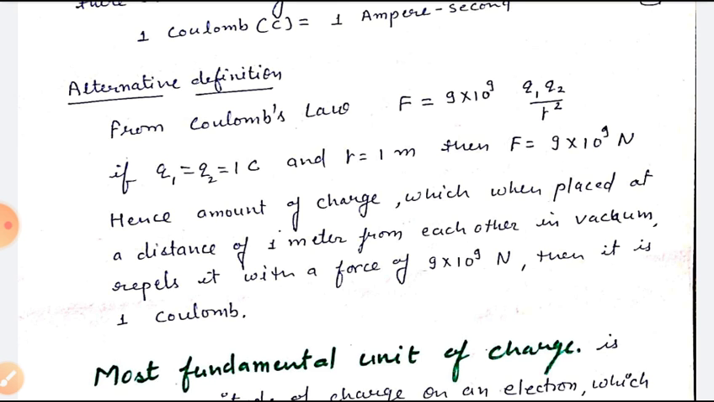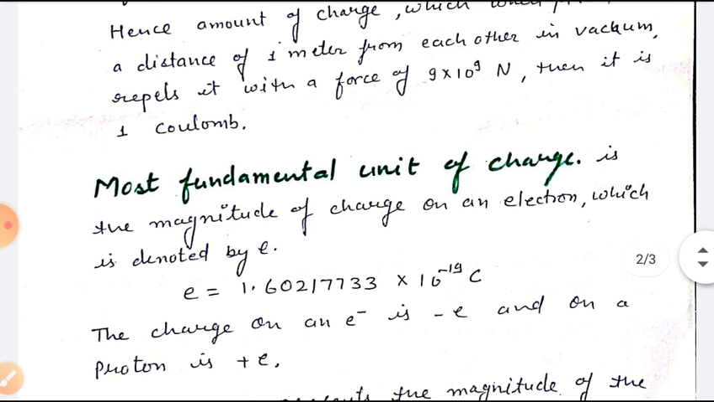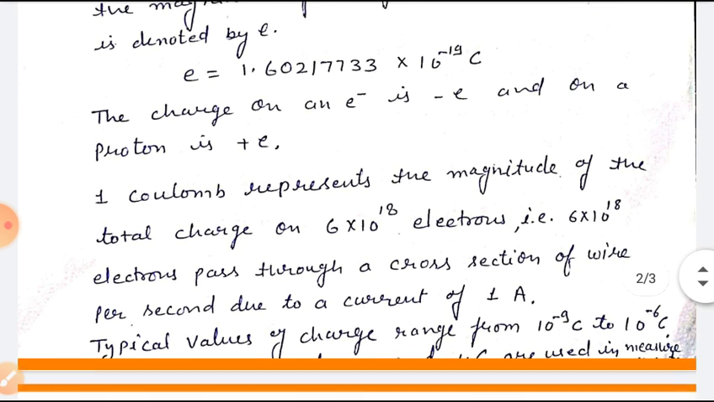Now we will discuss the most fundamental unit of charge. The most fundamental unit of charge is the magnitude of charge on an electron, which is denoted by e. So e is equal to 1.6021733 into 10 to the power minus 19 Coulomb. The charge on an electron is minus e and on a proton is plus e.